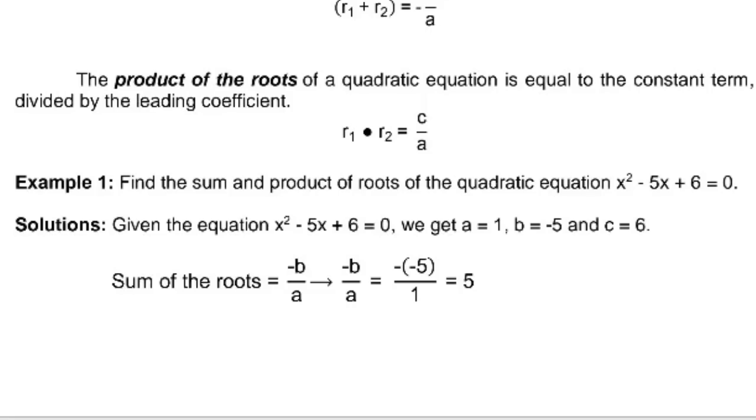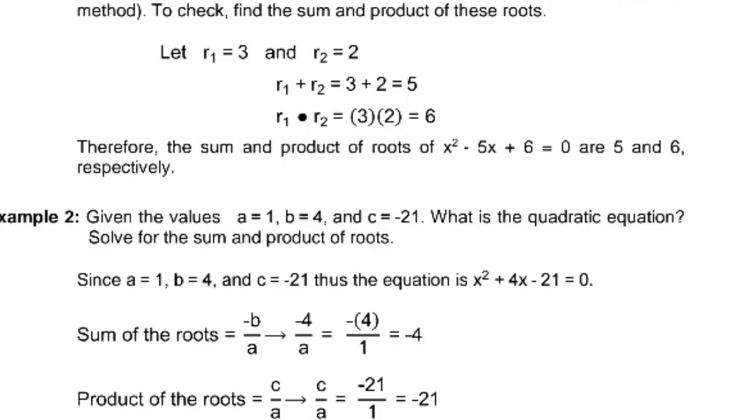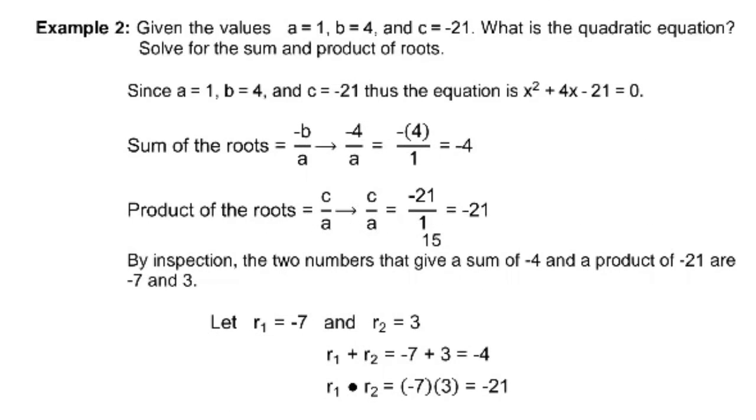So for the solution, a equals 1, b equals negative 5, and c equals 6. So the sum of the roots here is negative b over a. So we have negative of the value of b, which is negative 5, so negative of negative 5 over 1. Then this is equal to 5. Then the product of the roots is c over a. C is equal to 6 and a equals 1. So the answer here is 6. Therefore, the sum and product of roots of x squared minus 5x plus 6 equals 0 are 5 and 6 respectively. Then you have example number 2, so just figure it out on your own.